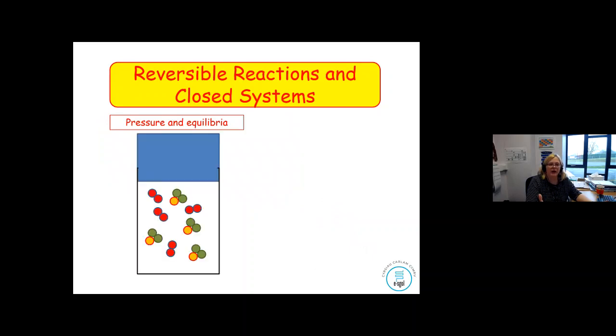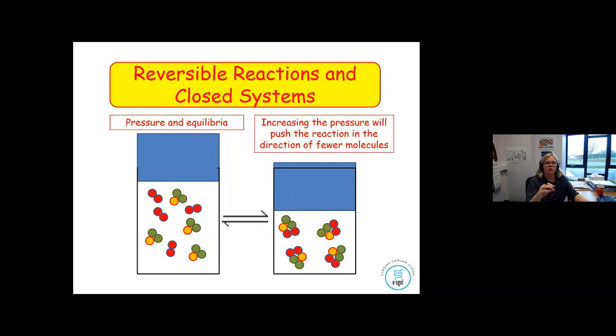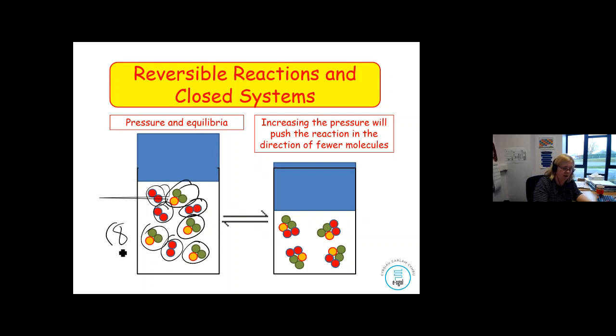If you've got a highly pressurized system and you decrease that volume, you are increasing the internal pressure. So increasing the pressure will push the reaction in the direction of fewer molecules in that case. Because if you look at it, what I've got here, I've got 1, 2, 3, 4, 5, 6, 7, 8. So I've got a magic number of 8 molecules of reactant, but I've only got 4 molecules of product.